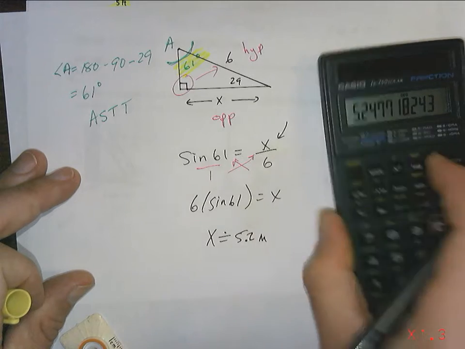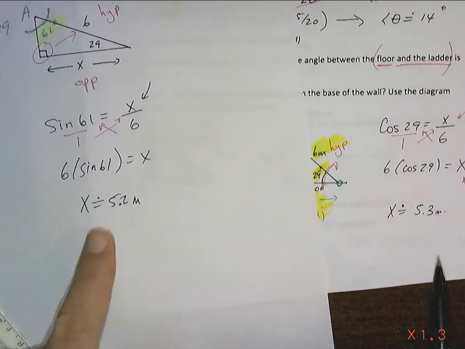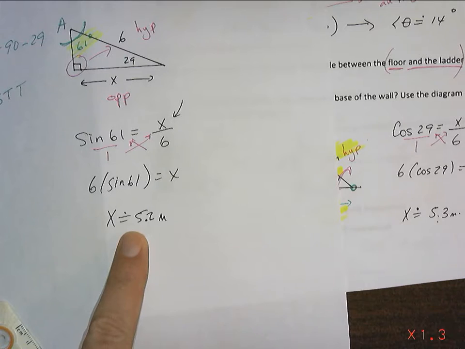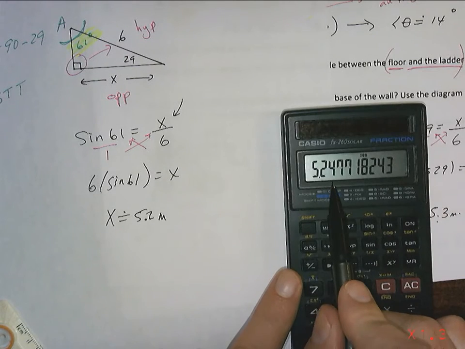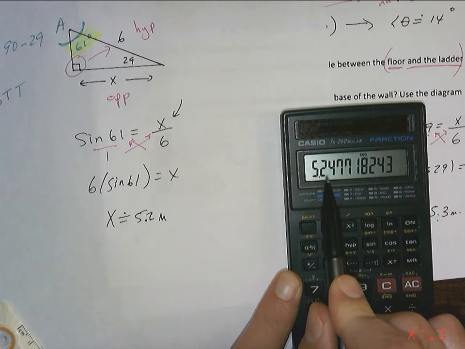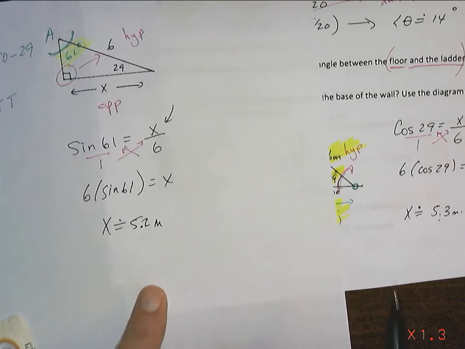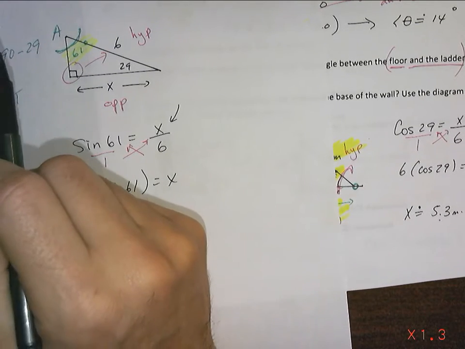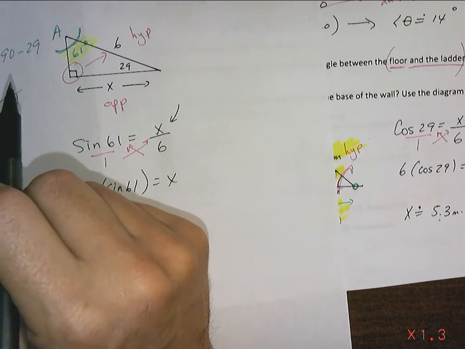Use my calculator, 61 sine times 6, and I get an answer of approximately 5.2 meters. The answer is off a little bit because of rounding. Look at how much that was a 4 and a 7. That was really close to being a 5, which would have made it a 3, right? Really close. They are considered the same answer, just done a different way.